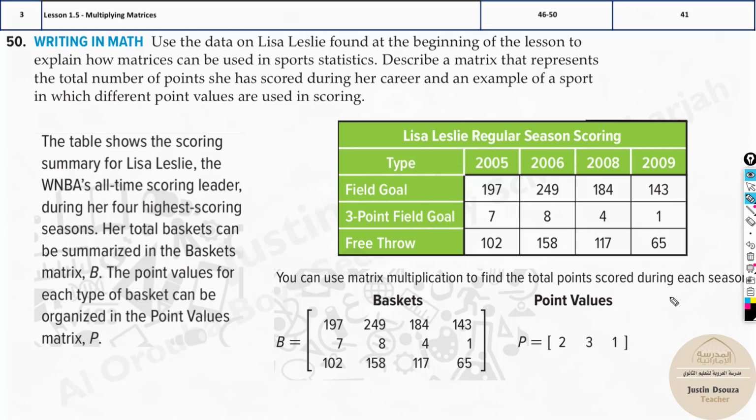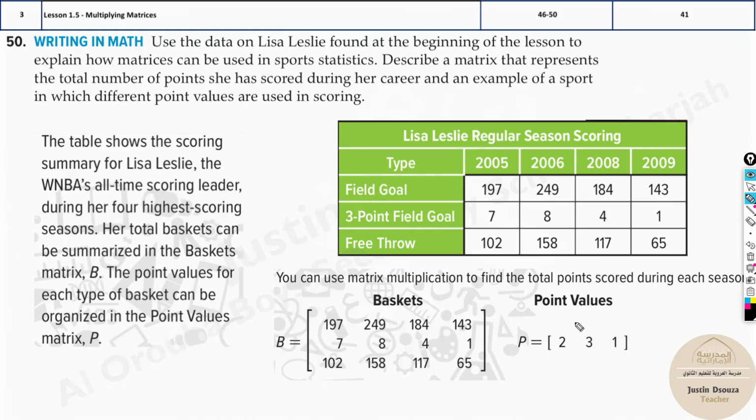But here there is one other thing. If you start multiplying like this, it's just not possible. The dimensions do not match, right? So how would you multiply? You need to take the point matrix P here, so it'll be 2, 3, and 1. Now you can multiply them.